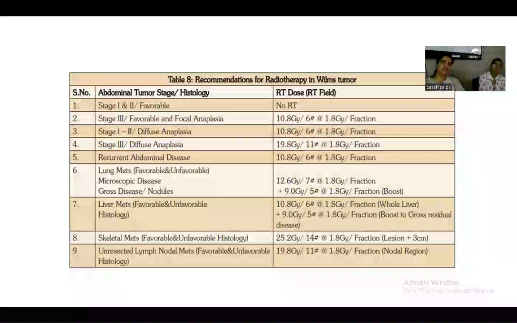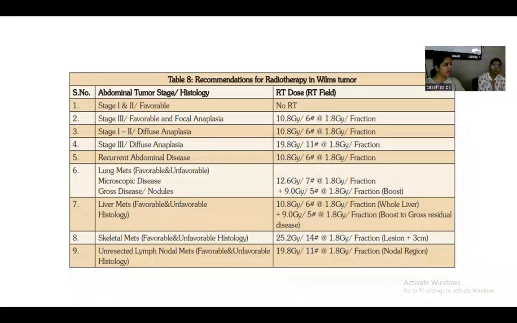This is the table showing the different RT doses which are used in the management of Wilms tumor with stage 1, stage 2, recurrent abdominal disease, and the lung mets and liver mets. Different dose schedules are defined as per the COG and the SIOPEL guidelines. These are the COG guidelines which define the different dosing which has to be given after a certain kind of tumor.